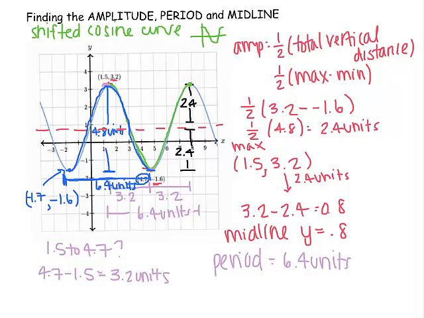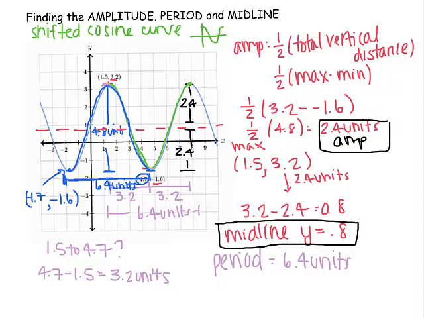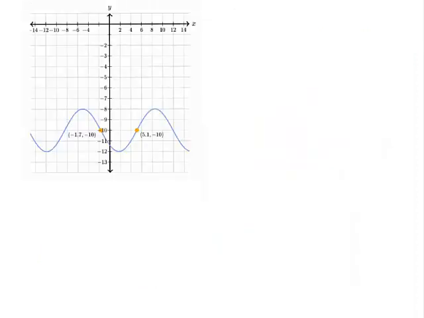Okay, good job, guys. So here are the three things we found. We found that the amplitude was 2.4 units here. We found that the midline was the horizontal line of y equals 0.8, and we found that the period was 6.4 units. Great job. Let's take a look at another example.